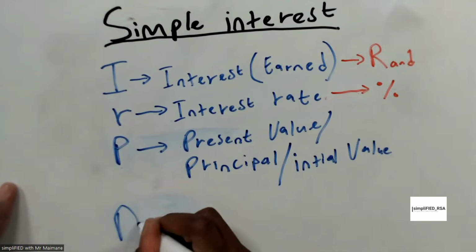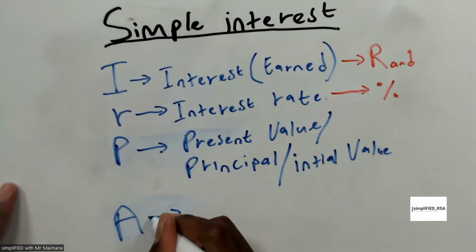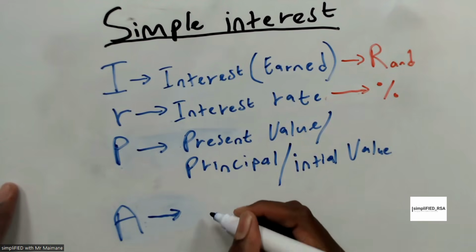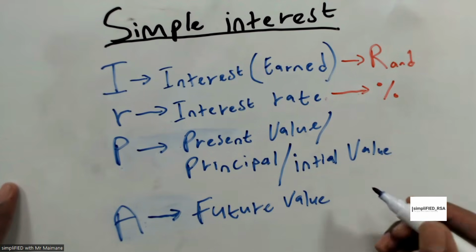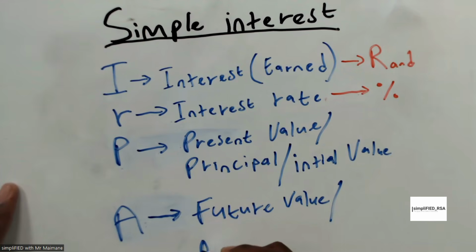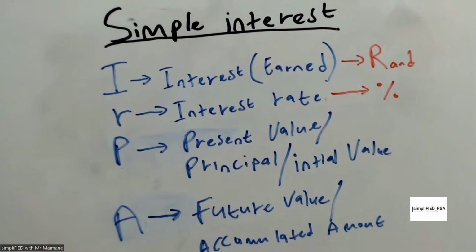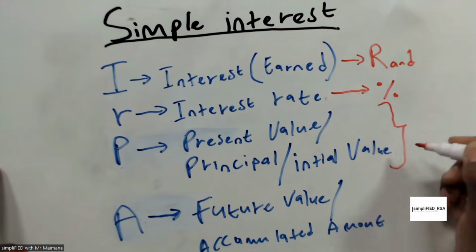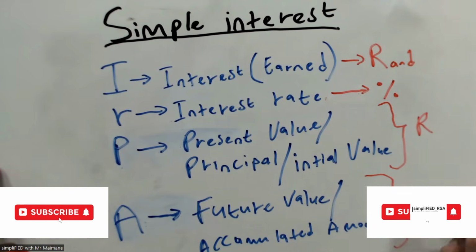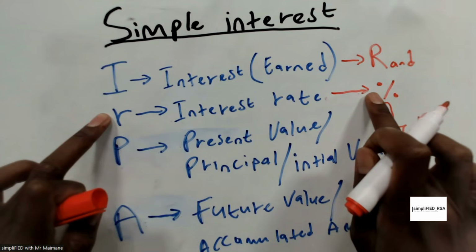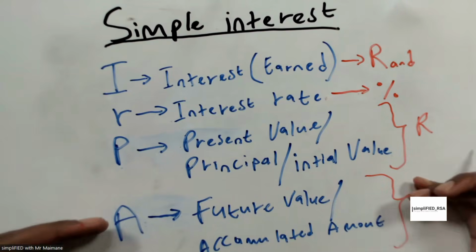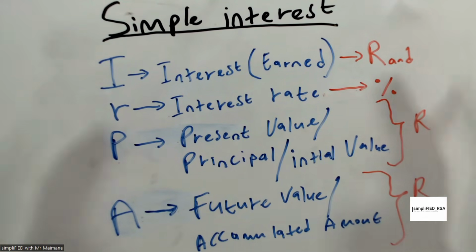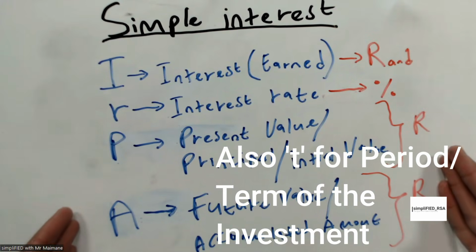And then we have A. Some curricula or books use S for A. A is the future value, or the accumulated amount after the investment. Both P and A are also measured in rands. They are money. So far, only R is measured in percentages, because everything else we're talking about is money. So these are the variables involved in simple interest.